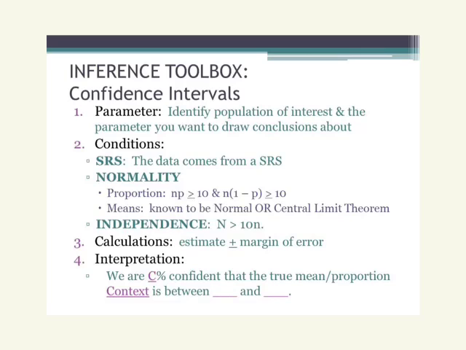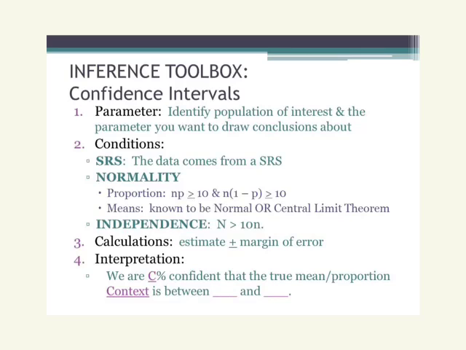So the first thing I'm going to expect to see you do is to talk about the parameter that we are trying to estimate. All right, what are we trying to find out about? Let's state that from the beginning. Okay. Second is conditions, and you're going to see a lot of these conditions to be the same as what we used in Chapter 9 with the addition of the simple random sample.